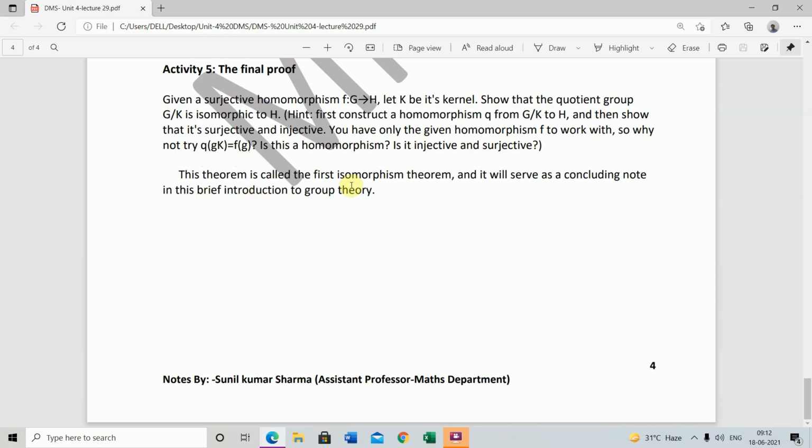This theorem is called the first isomorphism theorem, and it will serve as concluding notes in this brief introduction to group theory. This way, this lecture is completed.